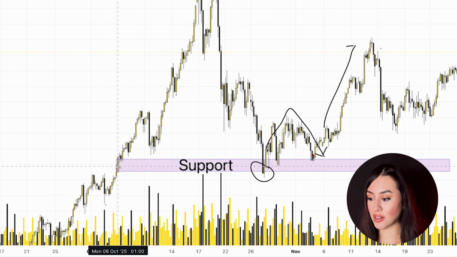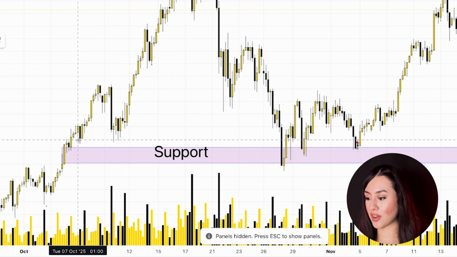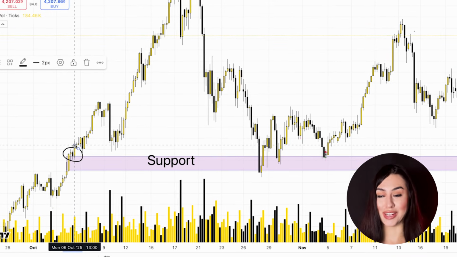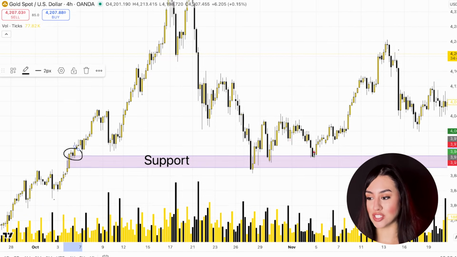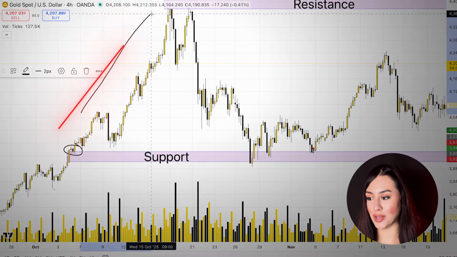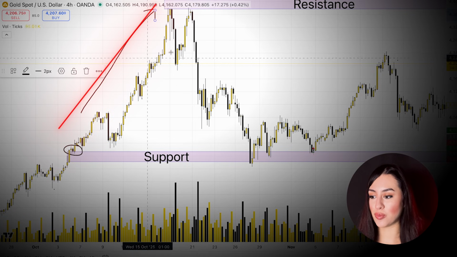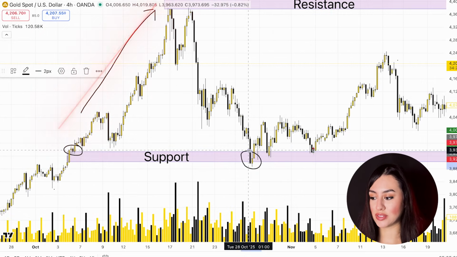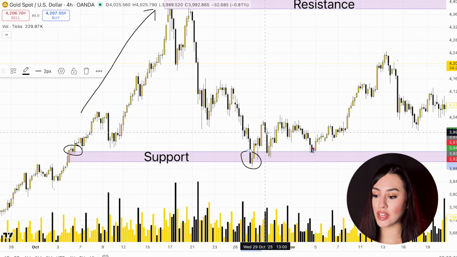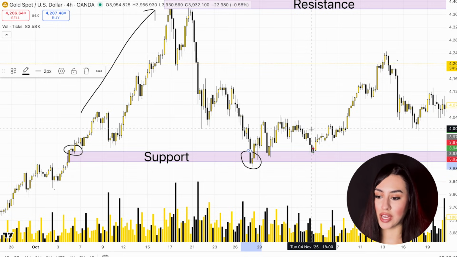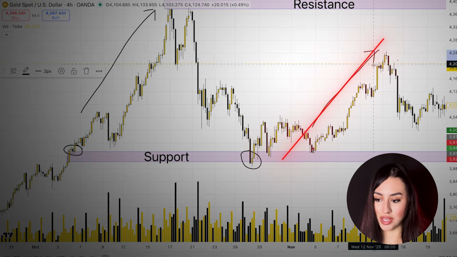Because I'm noticing when price touched this area, right here, gold had a strong reaction to the buy side, right? All the way up here into our resistance zone. What happened? It came back down here, same key level area. It consolidated a little bit, but then we also got a really big, nice push up here. So that's how I identify my support zone.